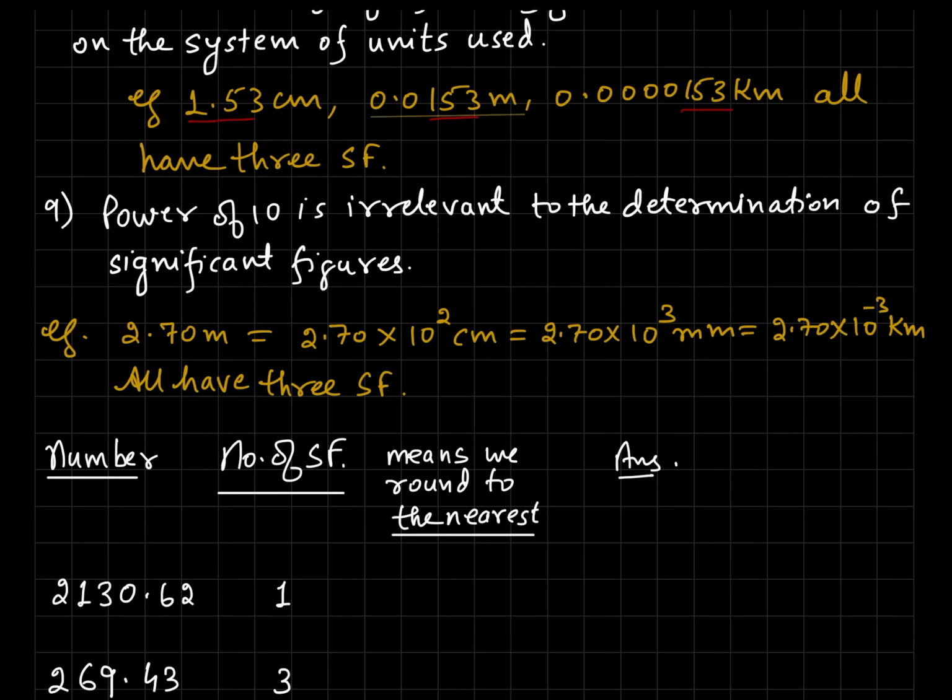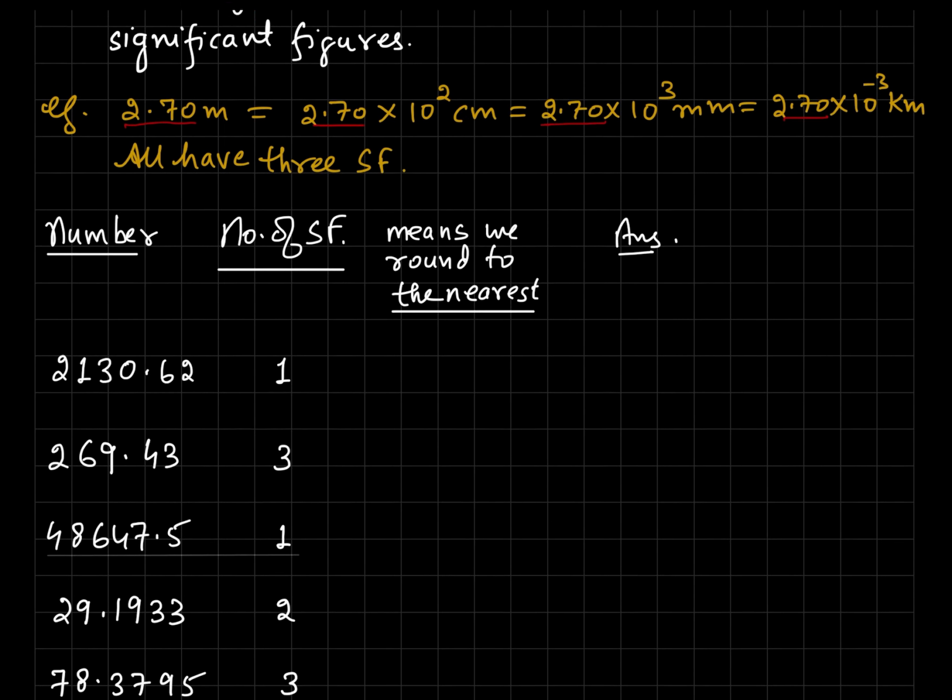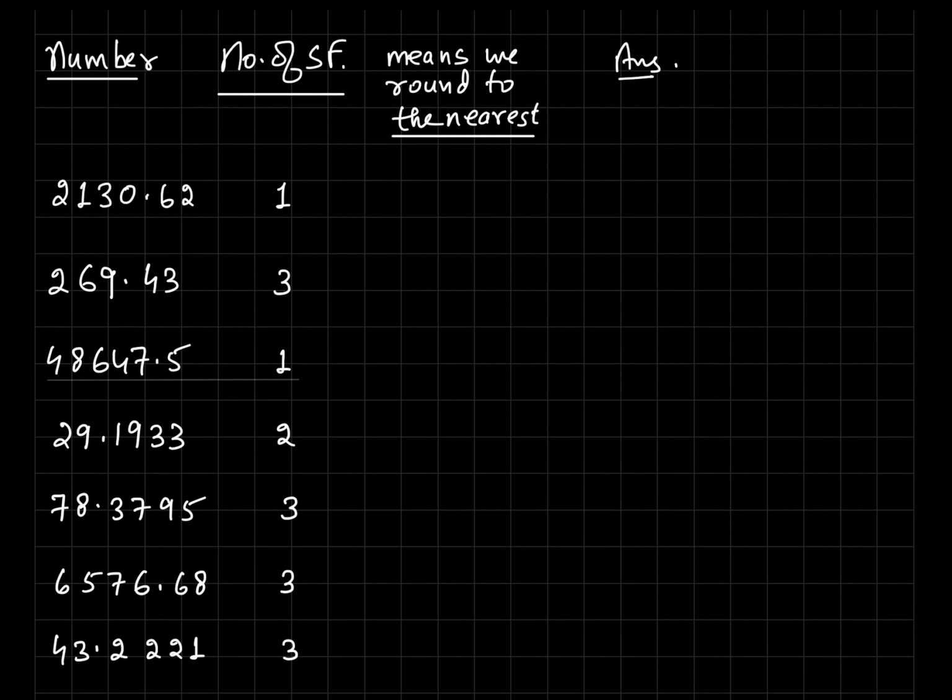The power of 10 is always irrelevant to the determination of significant figures. So I can write 2.70 meter as 2.70 times 10 raised to 2 centimeter, or 2.70 times 10 raised to 3 millimeters, or 2.70 times 10 raised to minus 3 kilometers. So they all have just 3 significant figures. These powers of 10 are irrelevant, so just ignore them while counting significant figures. Right?